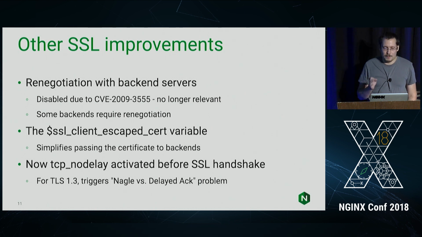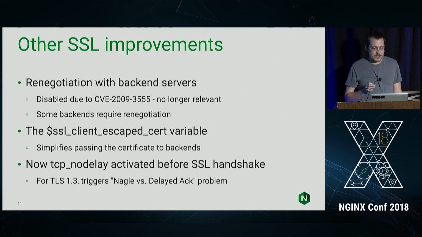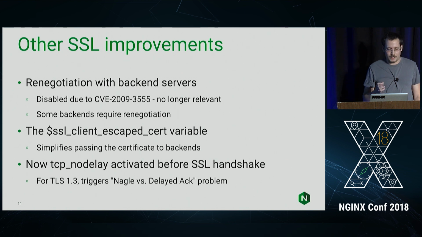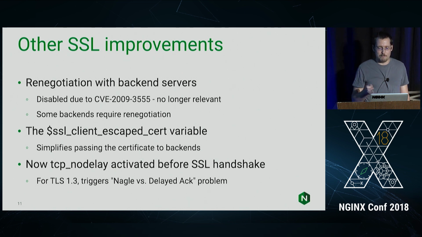We also enabled renegotiation with backend servers, introduced the $ssl_client_escaped_cert variable, which simplifies passing client certificates to backends, and changed code so the TCP_NODELAY socket option is now set before the SSL handshake to prevent latency issues with TLS 1.3.